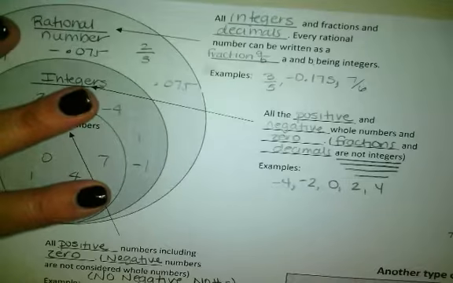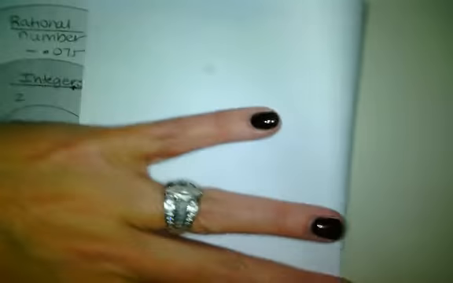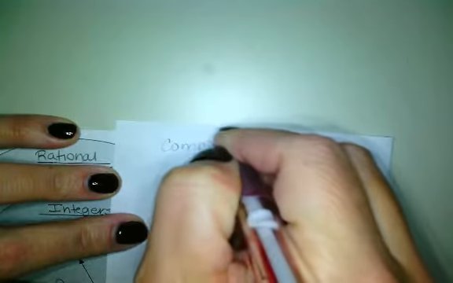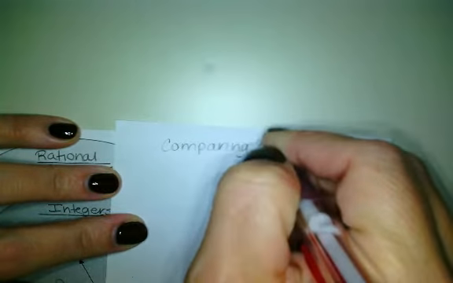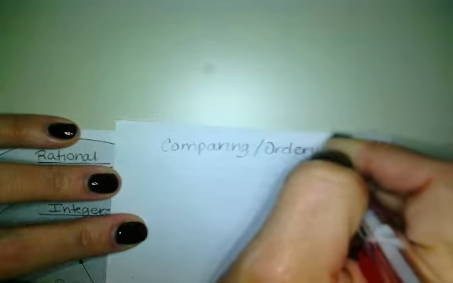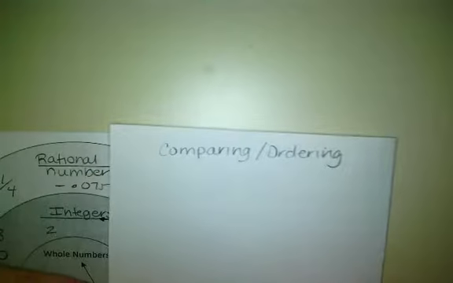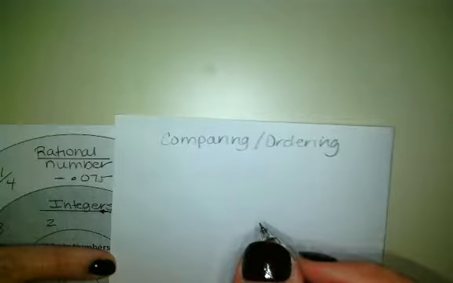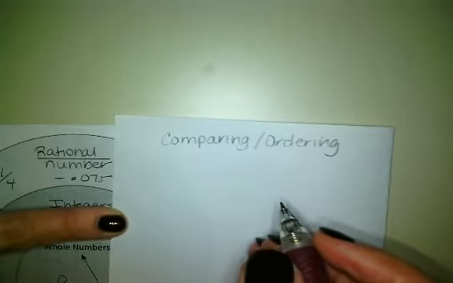Okay, so now what I want you to do is flip your page over, or you can just bend it like this, however you want to do it. And we're just going to talk about comparing and ordering. Now you might do this on a number line. You might do this just by least to greatest, greatest to least, whichever.